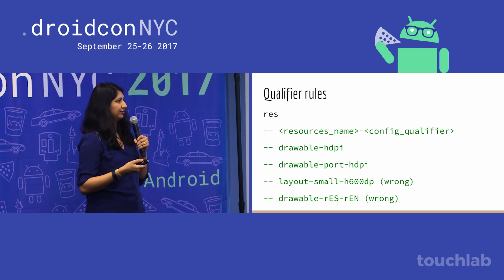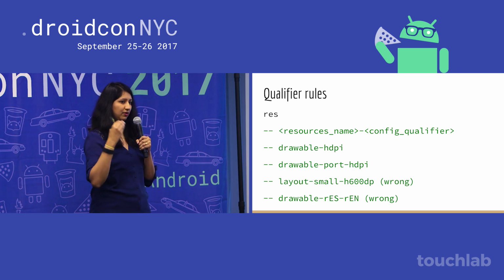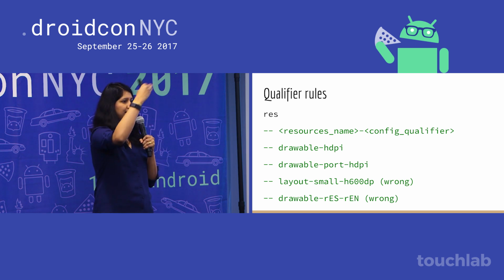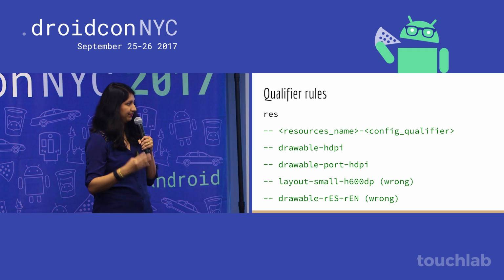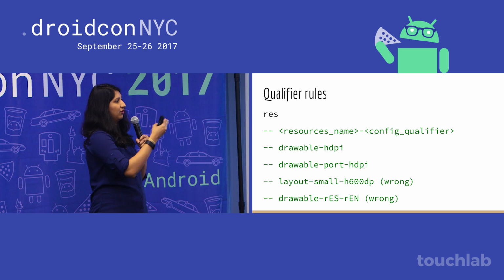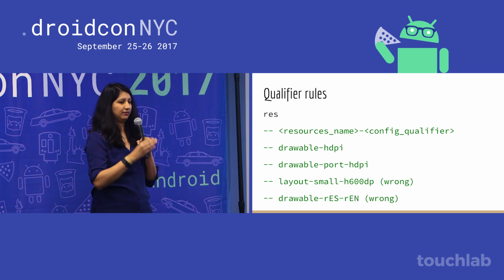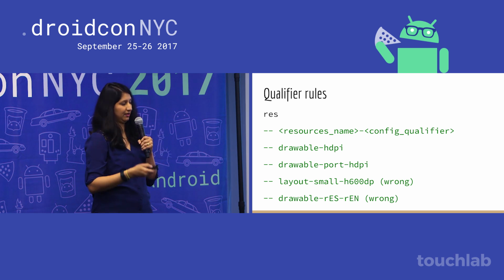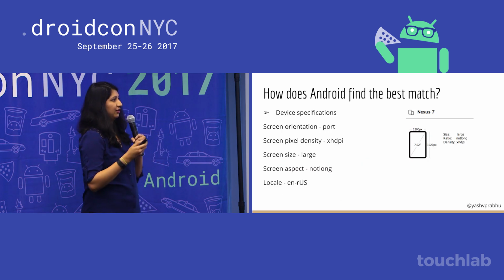So this is important to remember because you have to lay out these qualifiers in the right order. So if you say drawable HDPI, that's fine. If you say drawable port HDPI, that's fine too, because port comes above HDPI in the table. If you say layout small H600 dp, that's wrong, because small comes after H600 dp. And you can't do drawable region Espanol and region English, because it has to be only for one locale. So either drawable region English or drawable region Spanish. So how does Android find the best match?